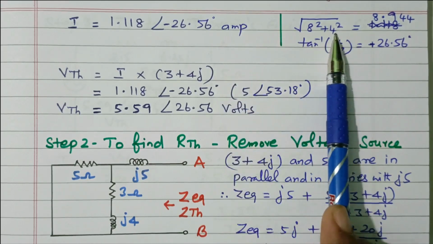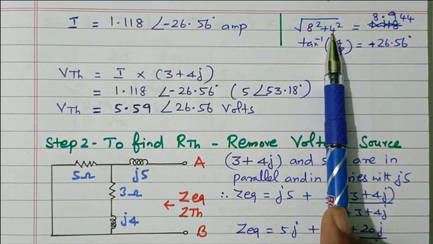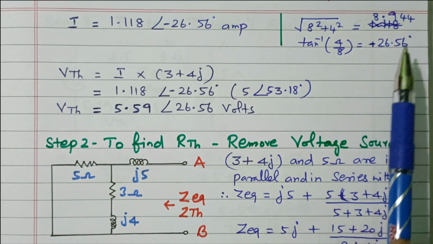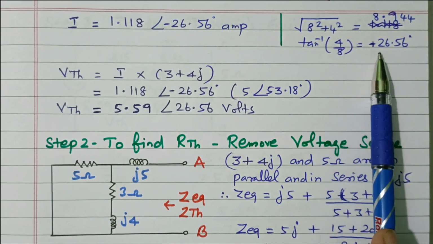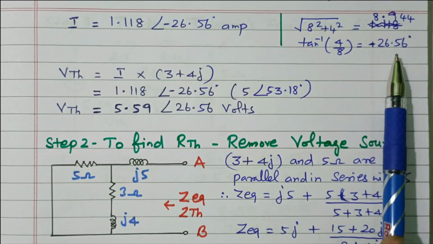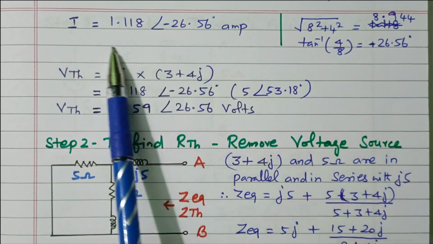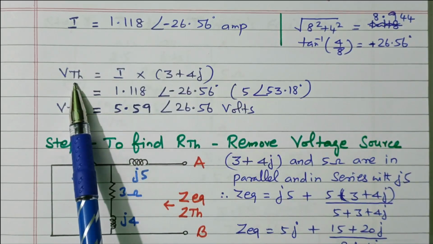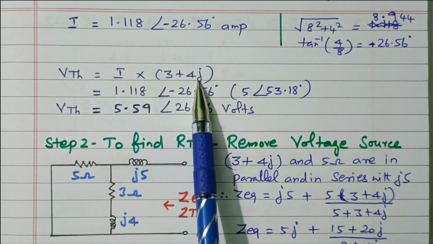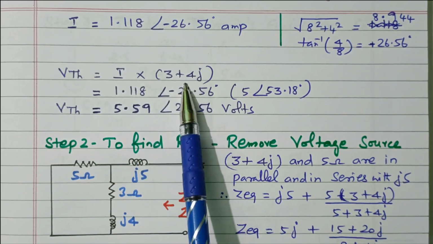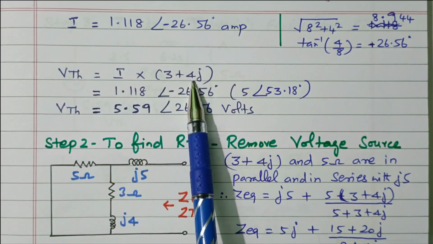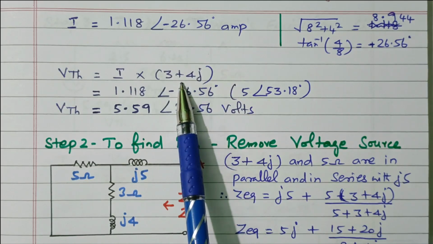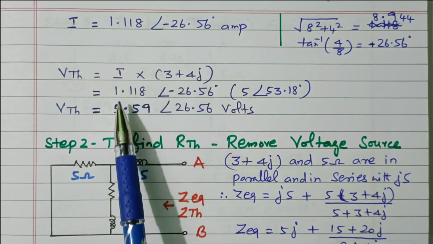Here the calculation is given. Square root of 8 squared plus 4 squared equals 8.944. Tan inverse 4 by 8 equals 26.56. Right, now I is calculated. What is V Thevenin? It is I into the branch we discussed earlier, 3 plus 4J. The voltage across AB is equal to the voltage across that branch, since both are connected in parallel.